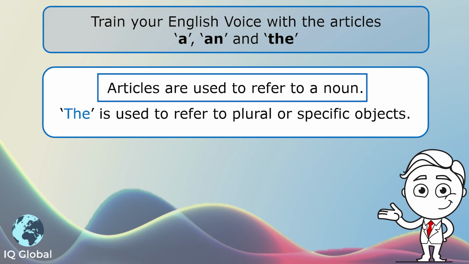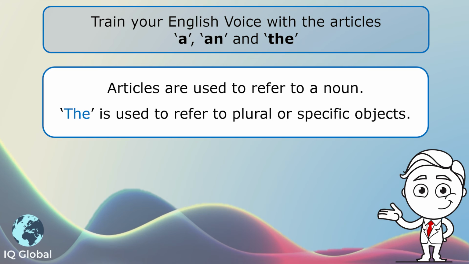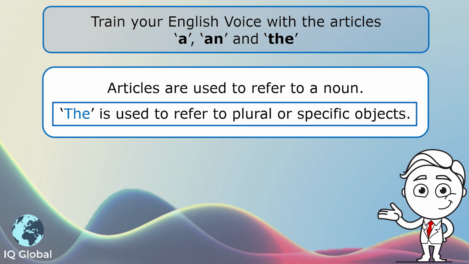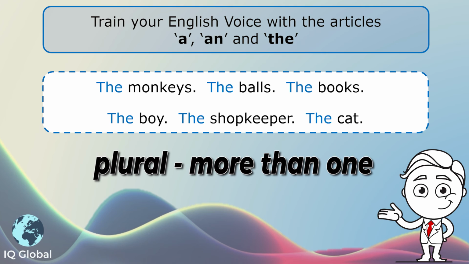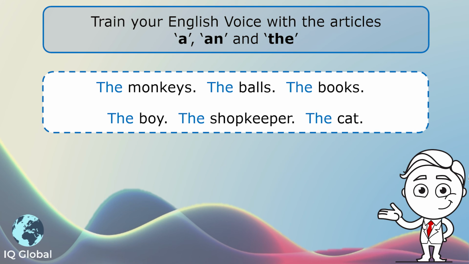Articles are used to refer to a noun. The is used to refer to plural or specific objects. So have a look at the examples. The monkeys, the balls, the books. All of those nouns are plural nouns. So we can use the word the to refer to plurals or to specific objects.